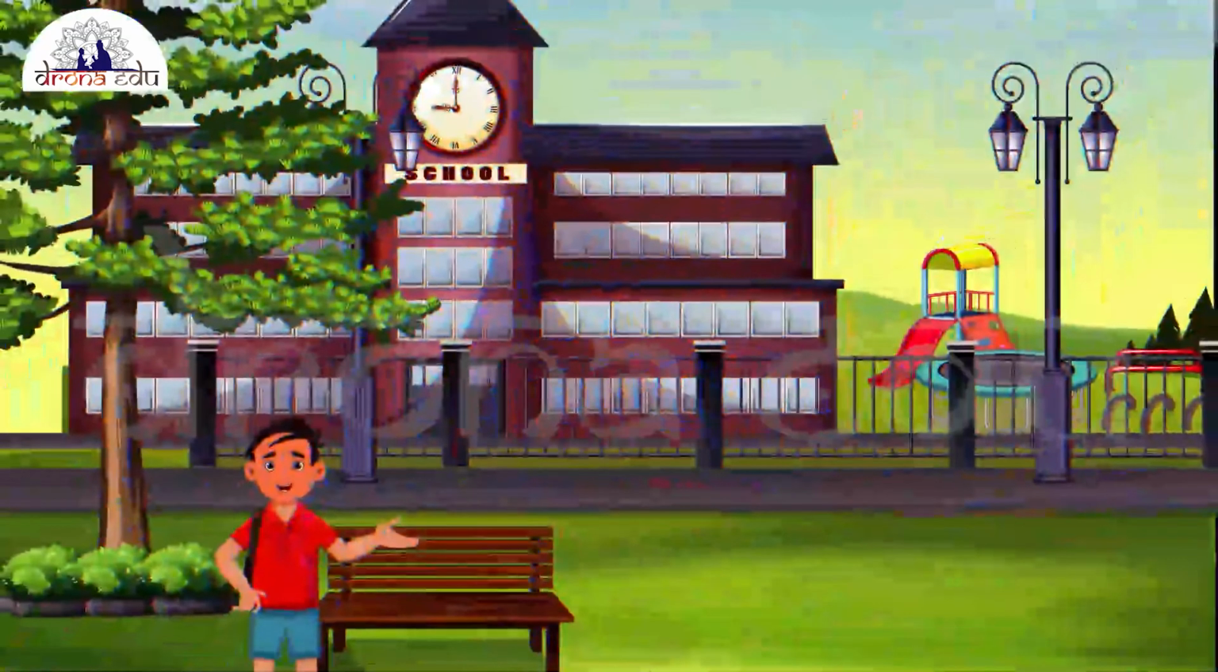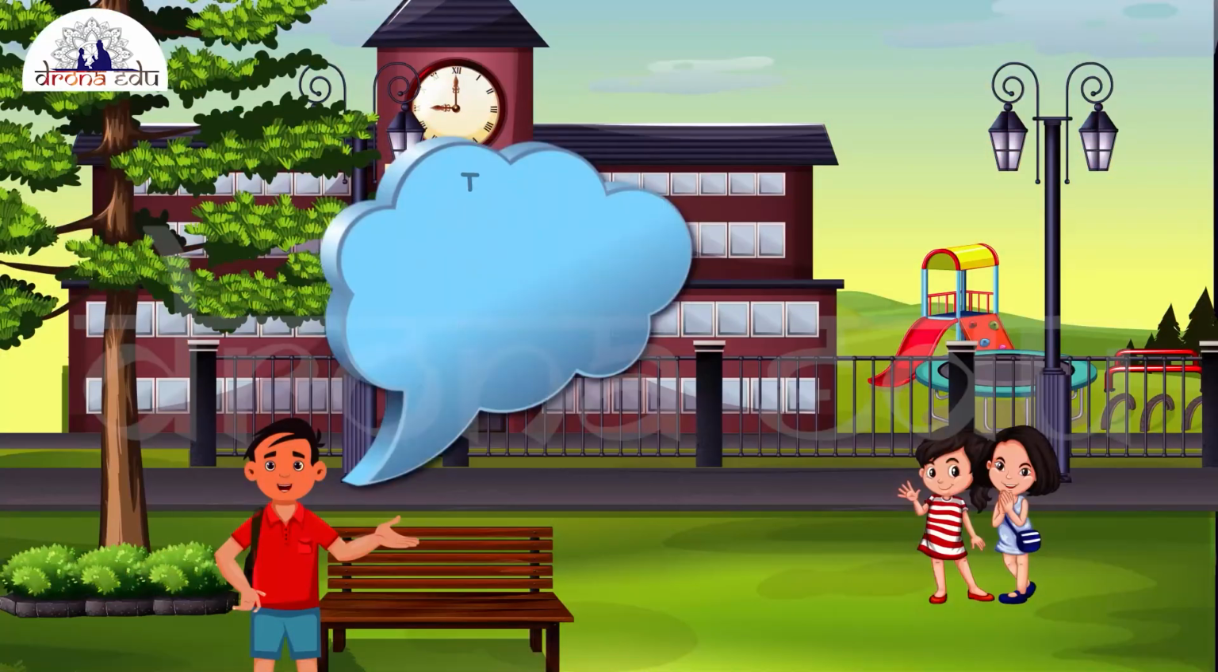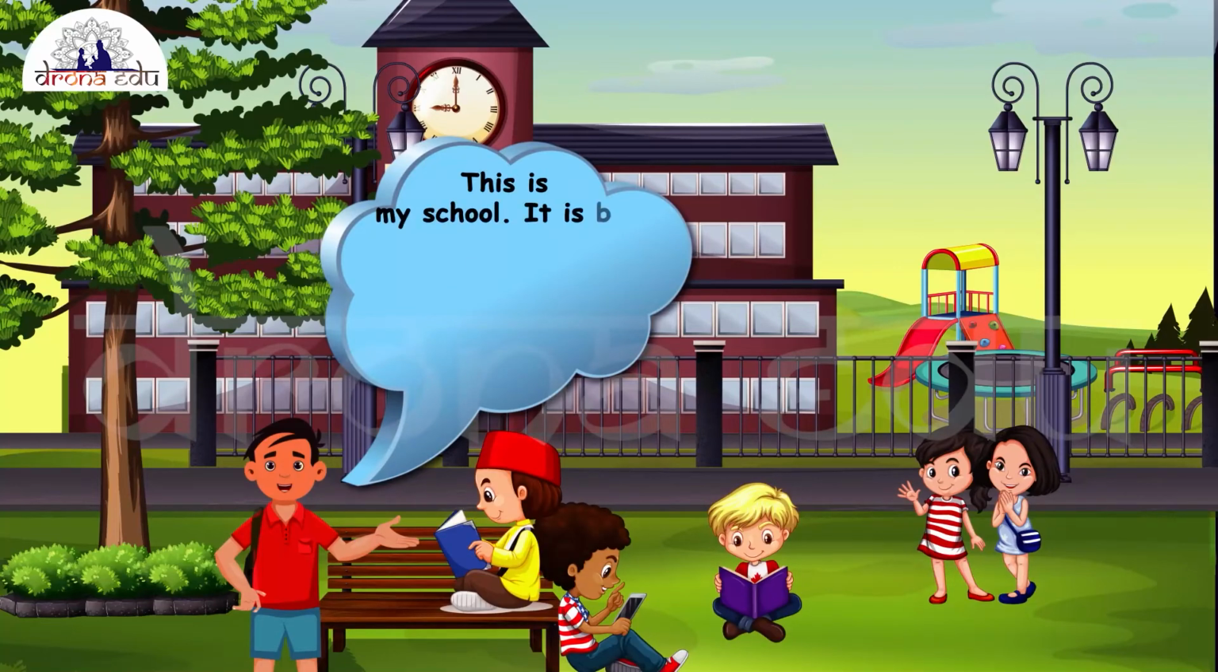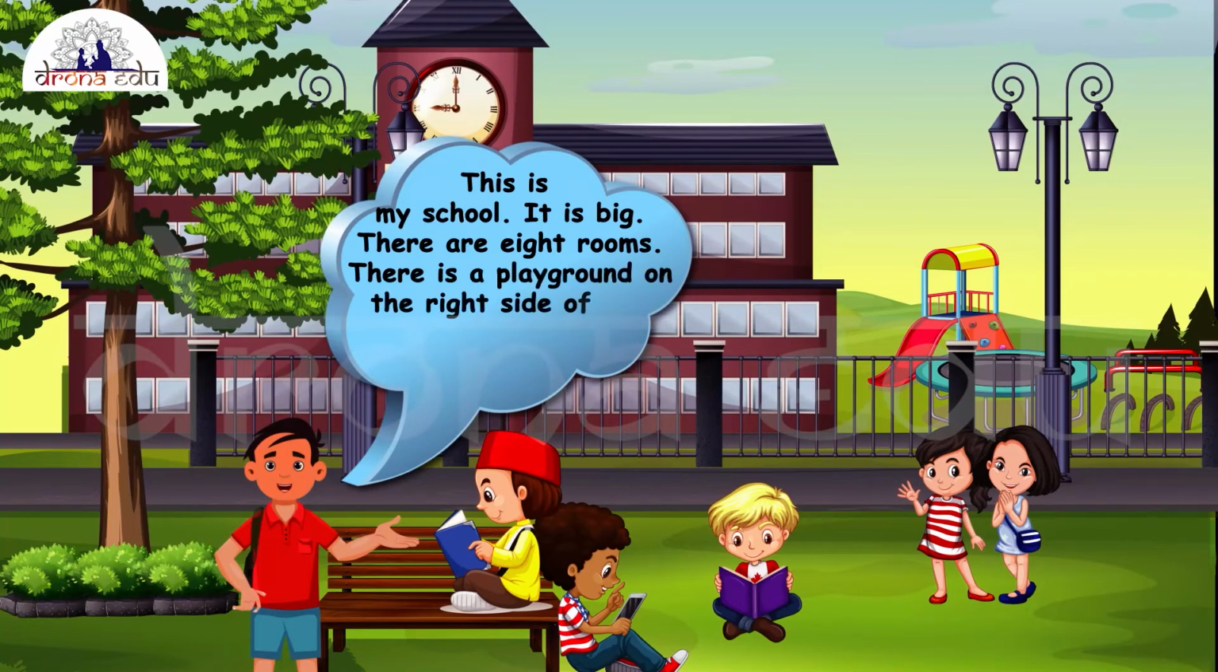Then finally, Rahul reaches school. So this is my school. It is big. It has 8 rooms. And there is a playground on the right side of this school. And I like my school very much.